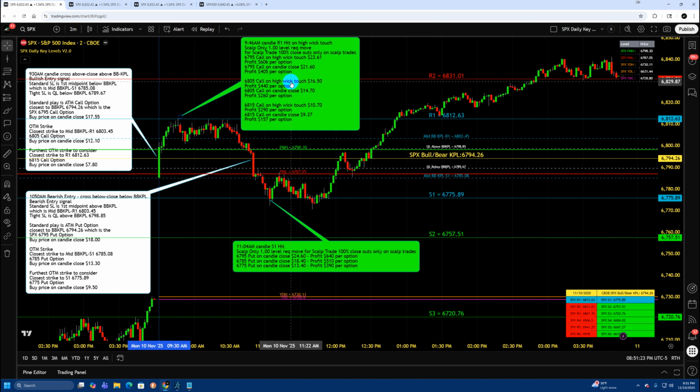The 68.05 call on the high wick touch was $16.50. That's $440 profit per option. On the candle close, it was $14.70, so that's $260 per option. The 68.50 call on the high wick touch was $10.70, so that's $290 per option. But on the candle close, it was only $9.37, so that's $157 per option.